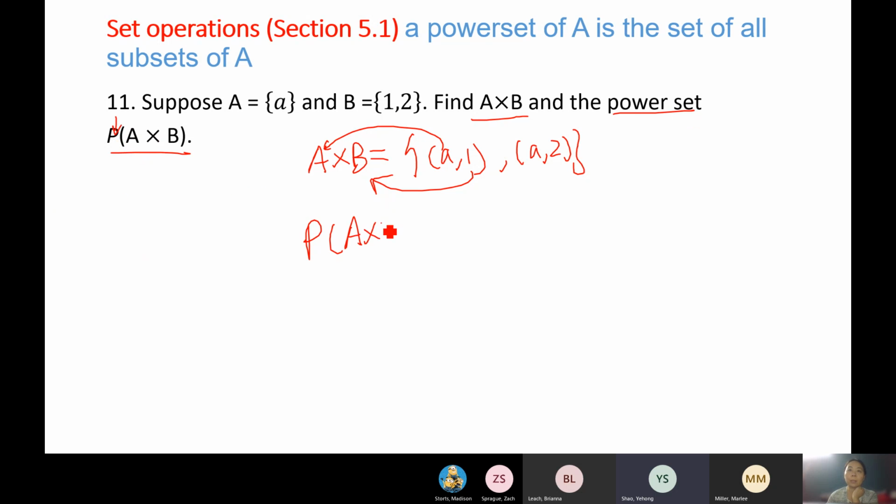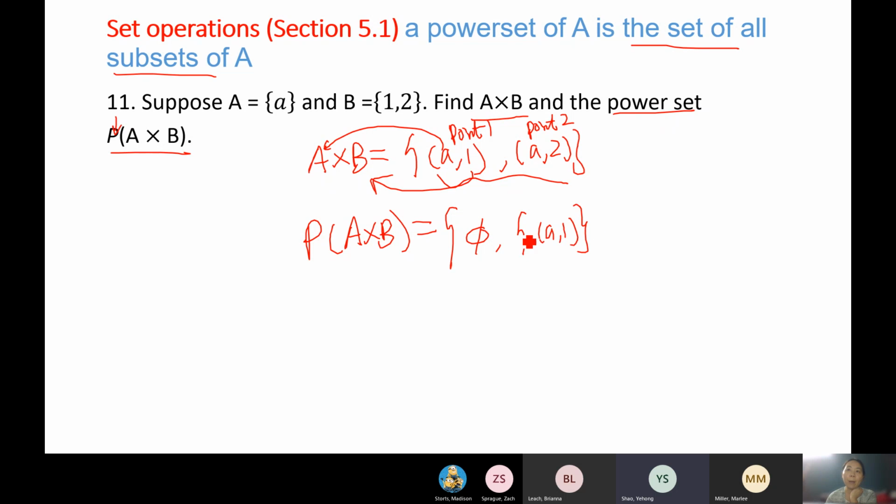The power set, the definition, I put it right here. It's the set of all subsets. So you need to list all the subsets of this. Usually when we list, again, you think of this as a point, A1 as point 1, A2 as point 2. So you may take no points at all. You may take one of the points.